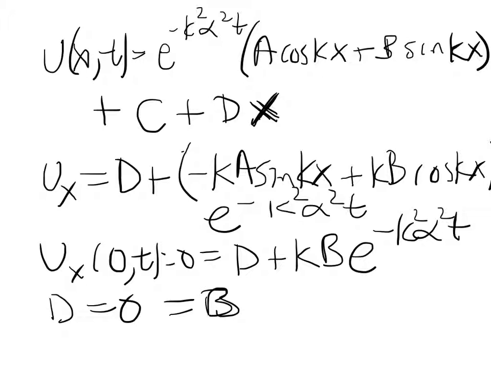And the reason being that this has to hold true for all t values, so d being the constant here, d should be equal to 0. And correspondingly, e to the minus anything can never equal 0, so b also has to be equal to 0. So that gets rid of two coefficients.